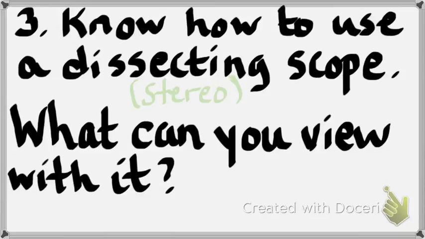We already talked about number 3. Know how to use a dissecting or stereo microscope and what you can view with it. Remember, stereoscopes are great for magnification of any item you want to see in more detail. Again, it's just kind of like a great magnifying glass.